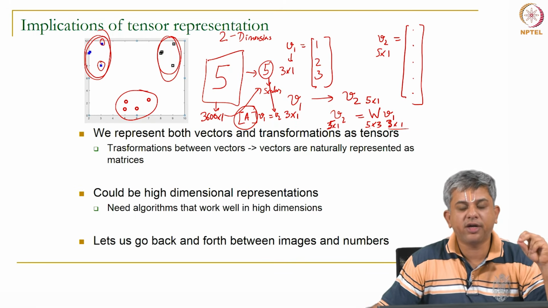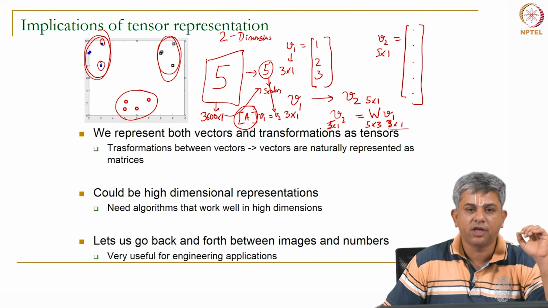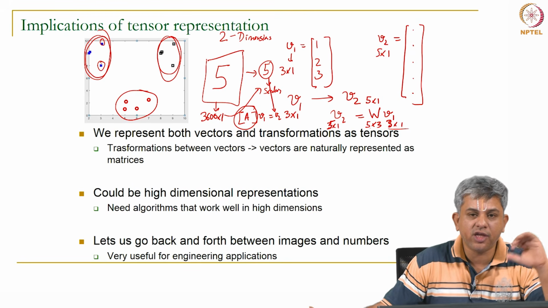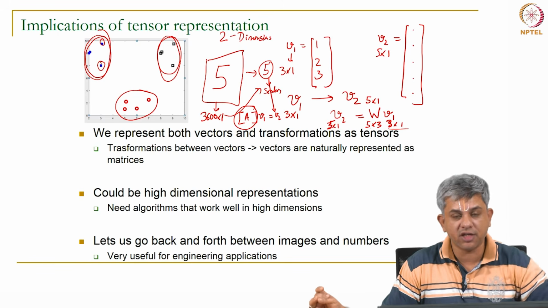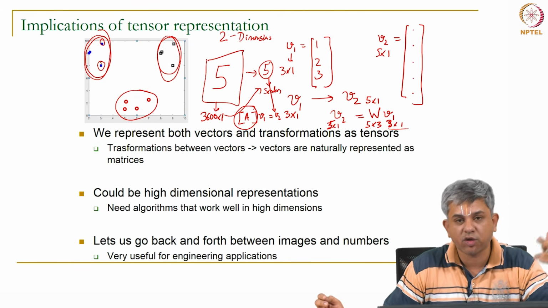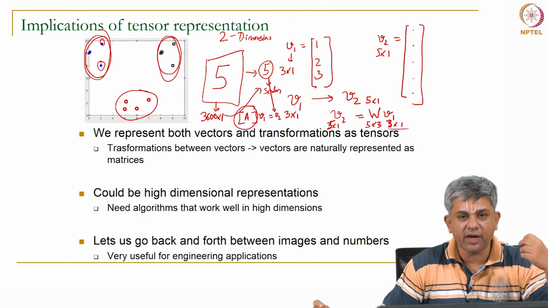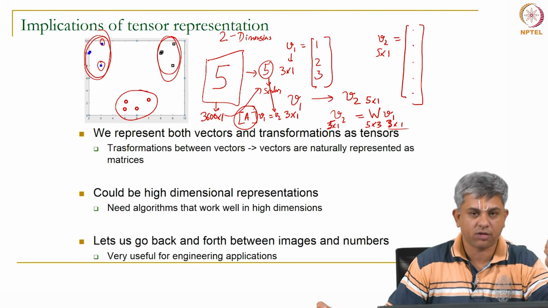A very important implication, especially for engineering applications, is that this kind of representation lets us go between images and numbers. Every image can be thought of as a series of numbers, but it also means that a series of numbers can be thought of as an image. We will actually intelligently use this later on in some applications as we come to vision algorithms.